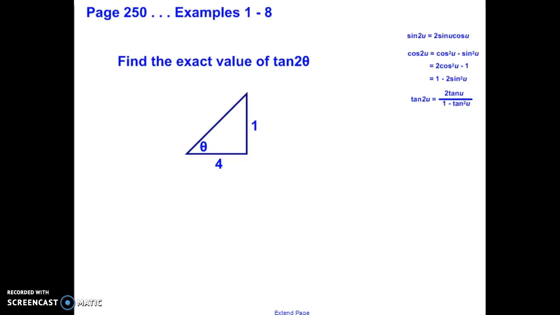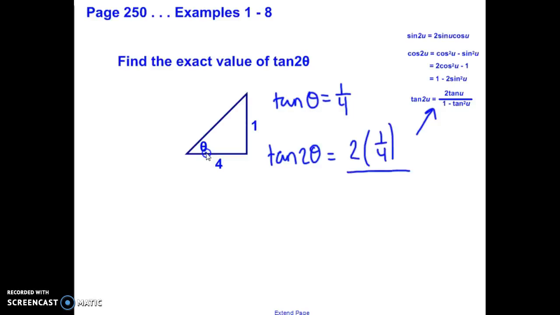So we're going to begin by finding the value of tan 2 theta. That means I want the tangent value of the angle that's twice as big as this given angle. So what I need to do first is look at my formula. And that's easy enough. I just substitute in. I need to find the tangent of just plain theta, not twice theta. So the tangent of theta equals opposite over adjacent, 1/4. Then I simply plug into my formula. The tangent of 2 theta will equal twice the tangent over 1 minus the tangent squared.